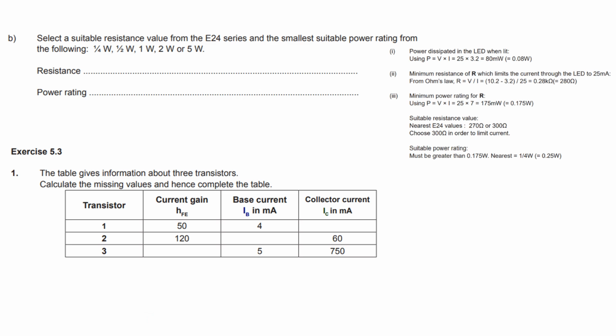Okay. So we know that HFE equals IC over IB. In other words, the input, which is the base, multiplied by the gain equals the output, doesn't it? So 4 times 50. Yeah. So that's your first one there.